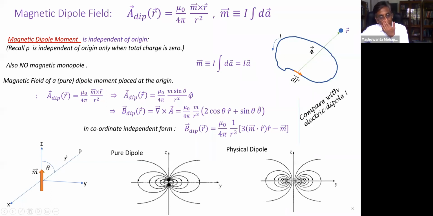For a very long distance, they will look the same because the formula is the same. But for the magnetic lines of force, there is no source here. They are all continuous lines of force, and this is the current ring, and so they look different for a physical dipole and a pure dipole. I hope you will remember that. We'll use this in the next few lectures.